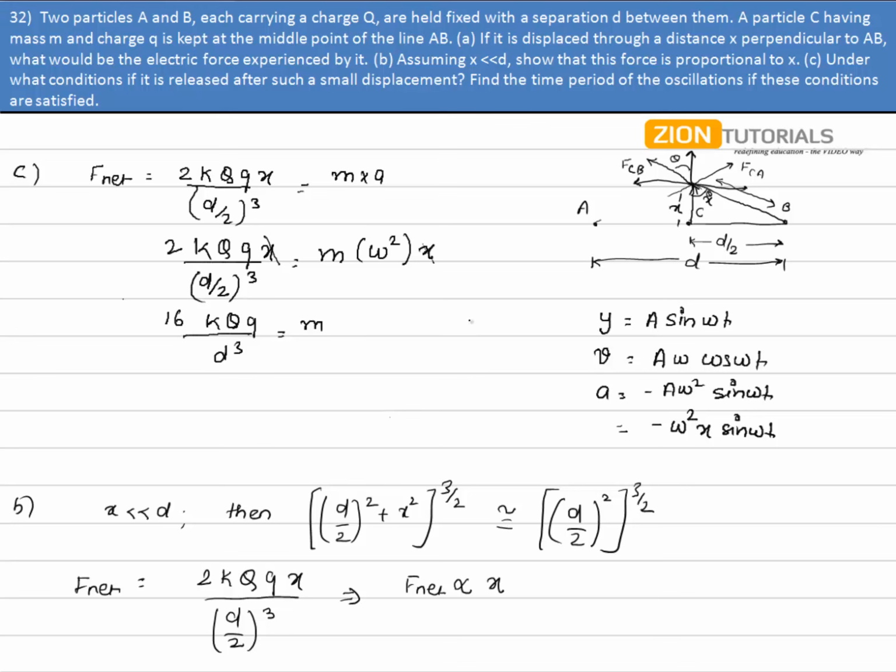Now omega, as we know, is given by 2 pi by capital T, so it will be 4 pi square divided by T square. So T can be easily calculated as m into 4 pi square into d cube divided by 16 K capital Q into small q into 1 by 2. That is my answer.